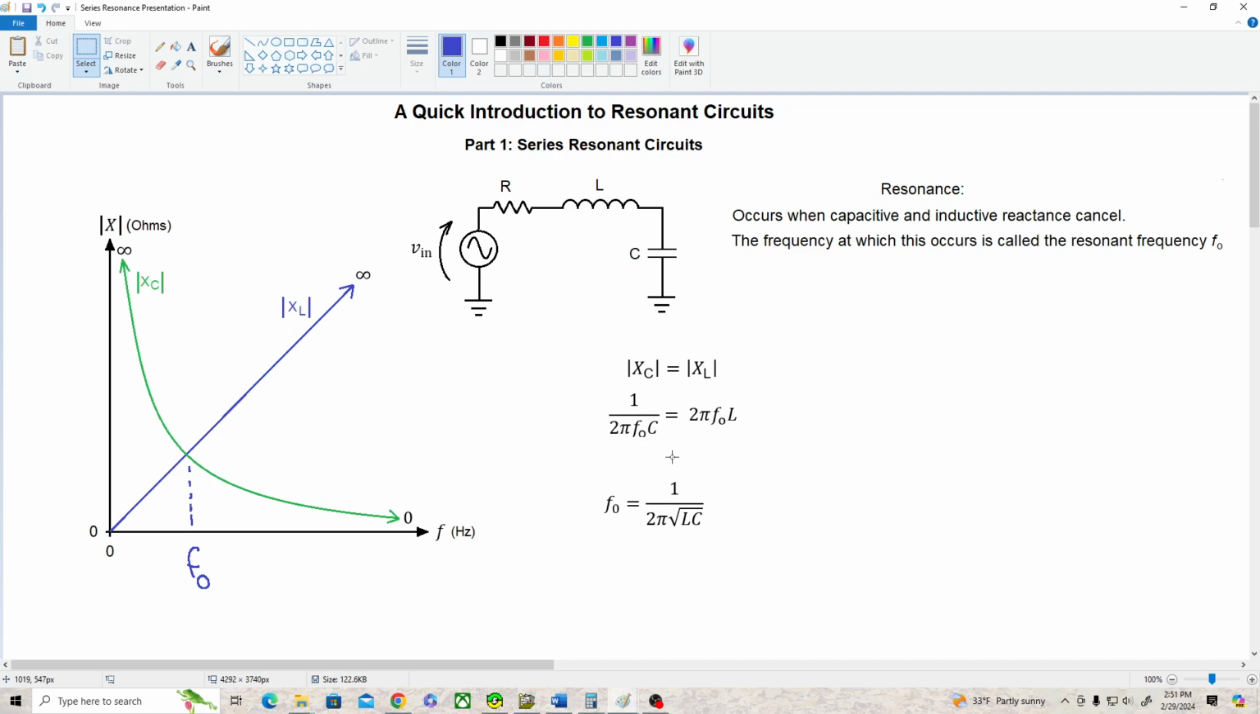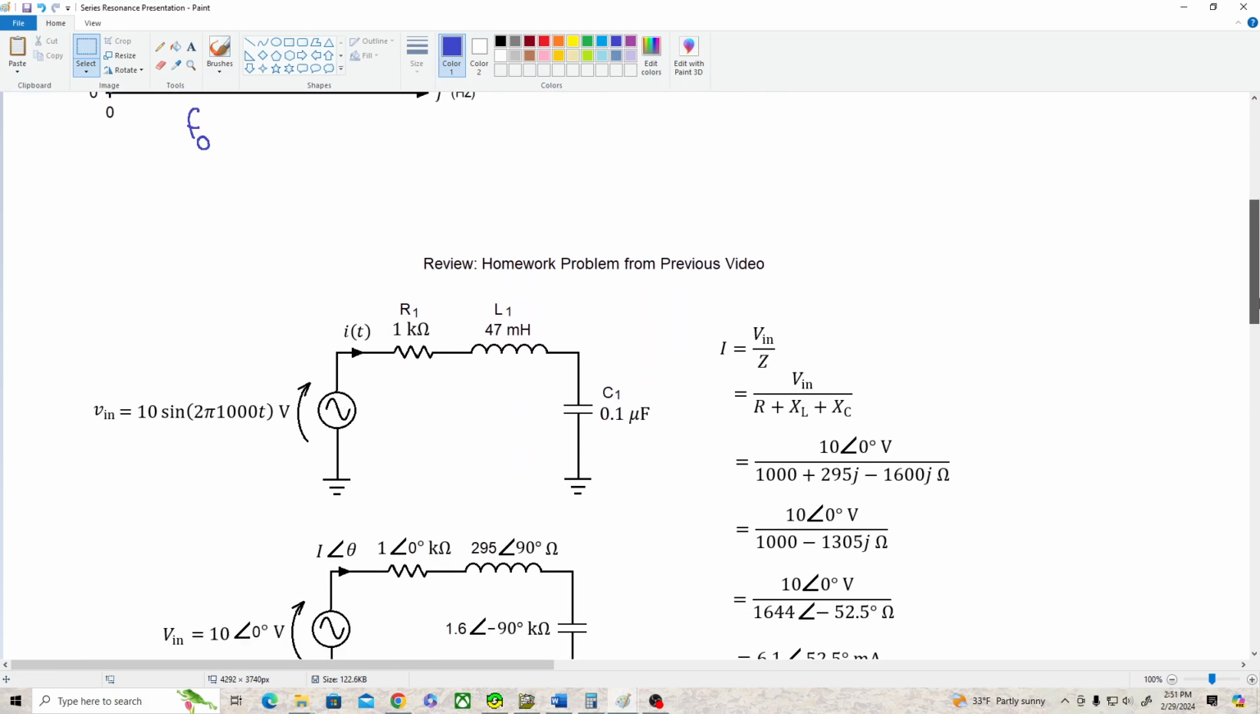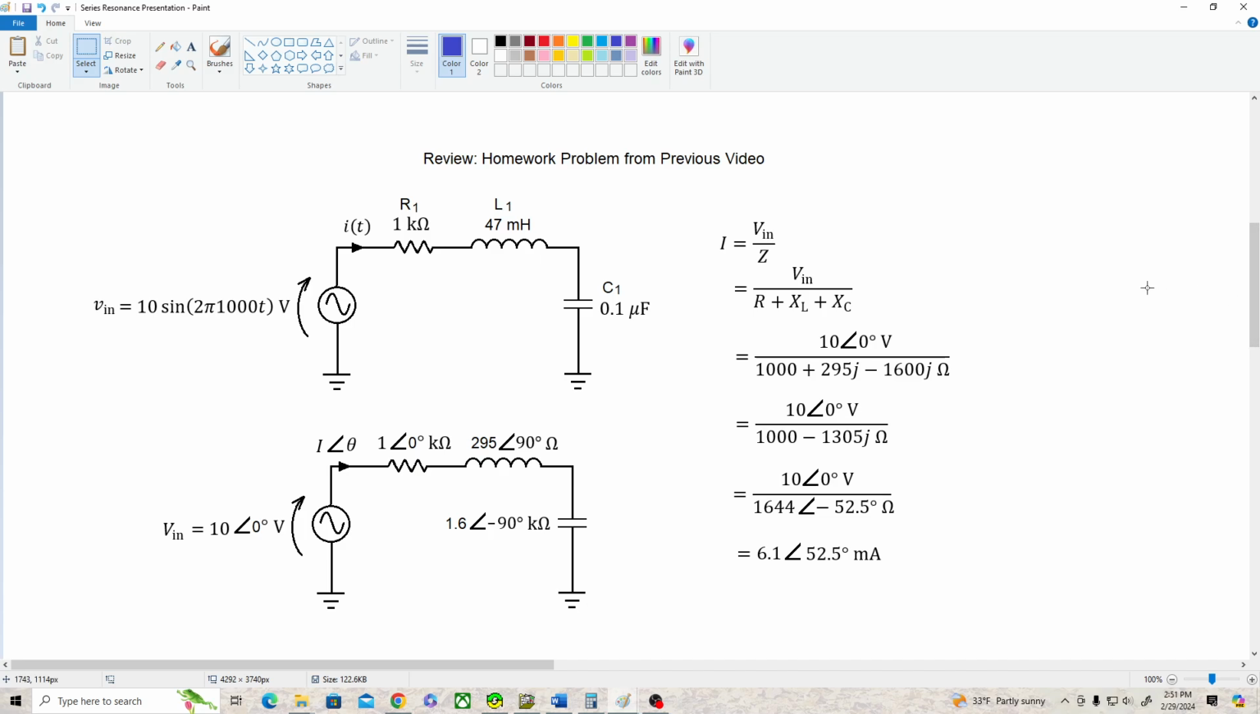And before we go on talking about that, let's drop back in time a little bit and look at the homework problem I left at the end of the last video. If you recall, we had a 10 volt sine wave at a frequency of 1 kilohertz driving this series RLC circuit with 1K, 47 millihenries, and 0.1 microfarads. We figured out all of the phasor equivalent values for this circuit, and your job at the end of the last video was to determine this current.